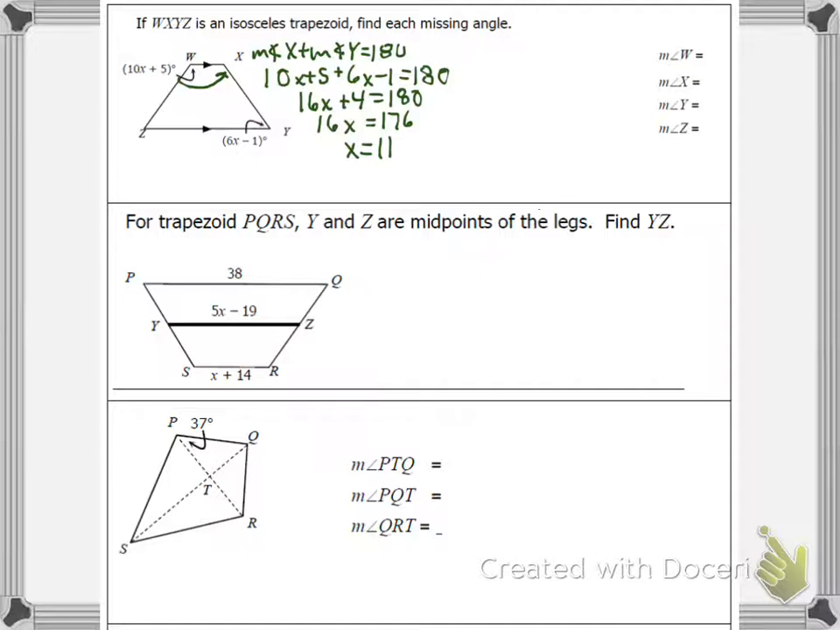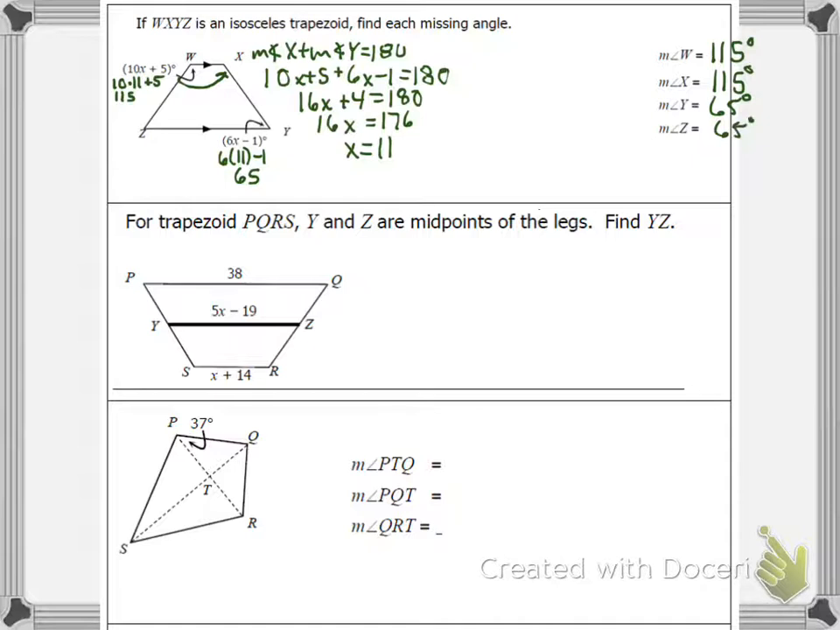Now we're going to substitute that back in to find our values. So we have 6 times 11 minus 1. That looks like 66 minus 1, or 65. Then 10 times 11 plus 5 is going to be 110 plus 5, or 115. So we have 115, 115, 65, 65, but also 115 and 65 also add to 180. So W is 115, X is 115, and the other two being 65 degrees.